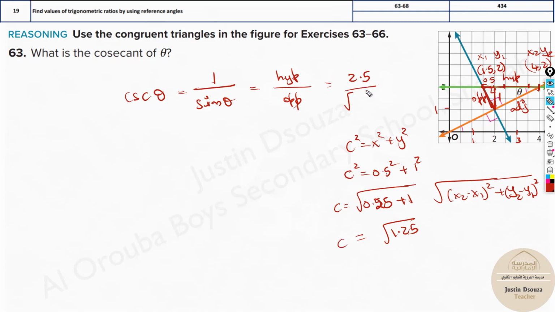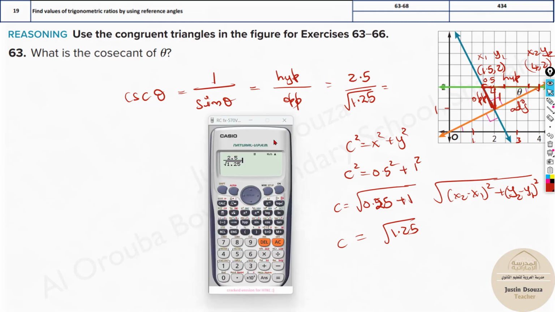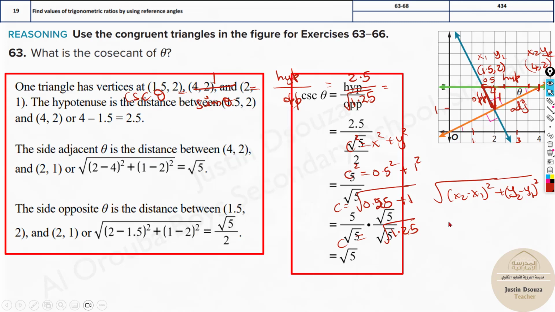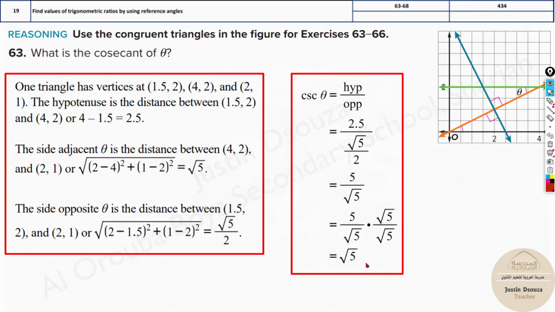Now this is divided by square root of 1.25 because that is the opposite side. Now if you put it in the calculator, 2.5 divided by root of 1.25, you will get the answer. I've just substituted this in the calculator. It's 2.5 divided by square root of 1.25, and the answer is root 5. So cosecant theta must be root 5. Let's look into the answer. Yes, that's the answer. Whichever method you do, this is fine.